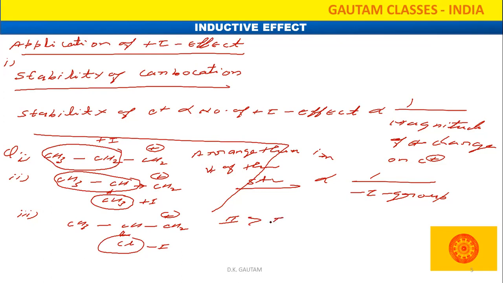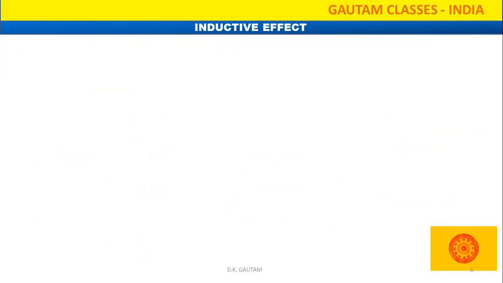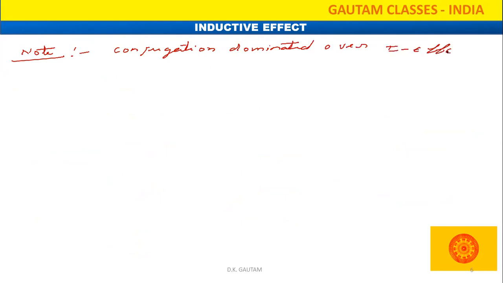Then after that first one, at the end it will come third. So beta, if conjugation is present as well as inductive effect is present, definitely conjugation is going to dominate over the inductive effect. So make one note and you can copy that: conjugation dominated over I effect. So based on that, I will also give one question.